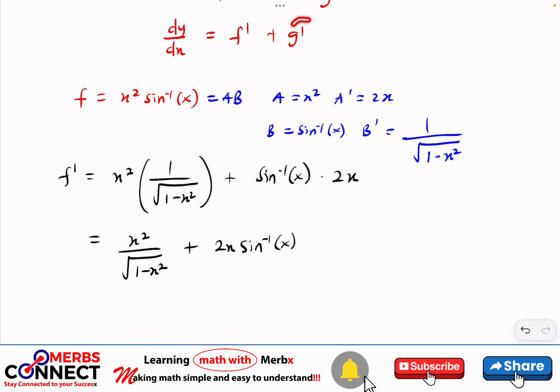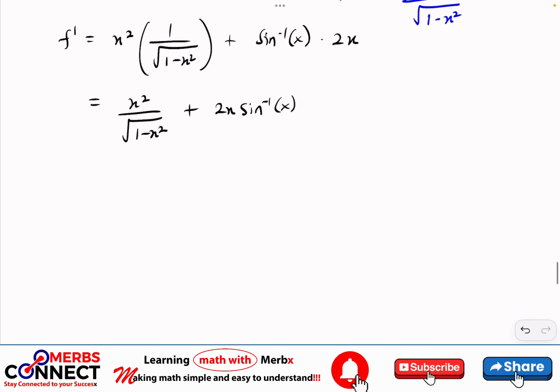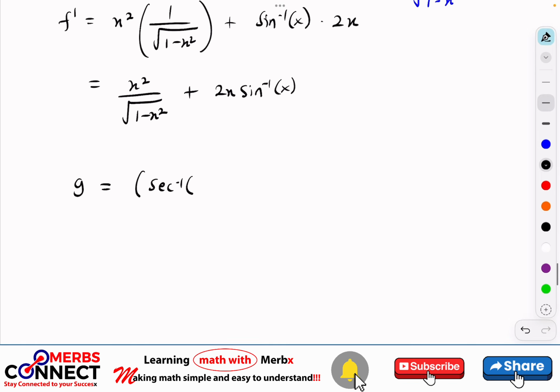We need g prime. But what is g? g is equal to what is here. So let's figure out g. So g of x, or let me say g is equal to secant inverse of 2x all to the power 1 over 2. So here we need to use the power rule, kind of like the chain rule. So we need to use the power rule first.